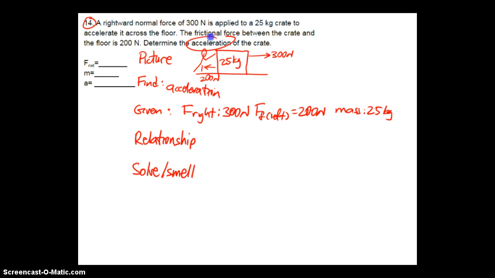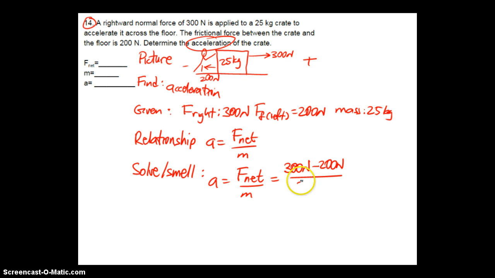What's our relationship? Well, we're looking for acceleration, and we know the acceleration is equal to, this will be an important part, F net divided by mass. Let's go ahead and solve that. So our acceleration is equal to our F net divided by mass. F net is going to be, let's see, we have 300 newtons to the right. And I'll call the right the positive direction. So we have 300 newtons, and then we have 200 newtons opposing that. So to the left I'll call the negative direction. So minus 200 newtons over 25 kilograms.